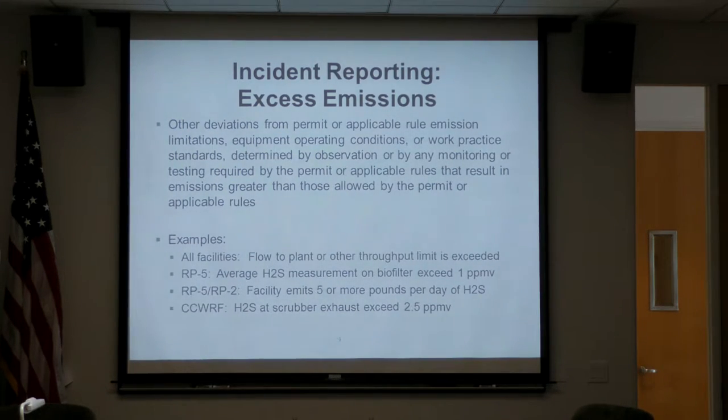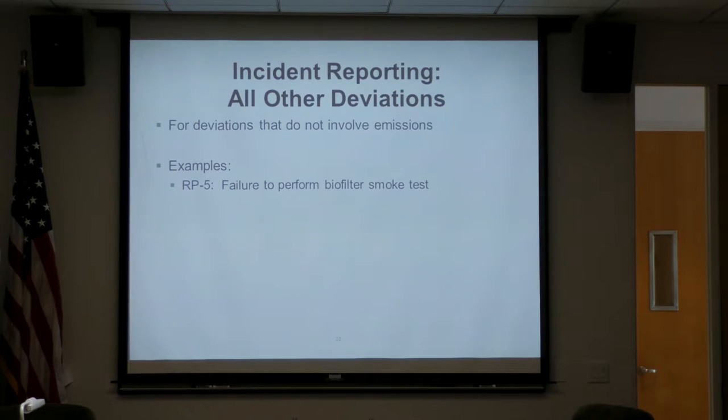For RP5, an example of excess emissions would be if the H2S measurement on the biofilter exceeds 1 ppmv. For RP5 and RP2, excess emissions would be if the facility emits 5 or more pounds of H2S. And Carbon Canyon would be if our scrubber exhaust emissions for H2S exceeds 2.5 ppmv. All other deviations are captured under this category, and these are generally deviations that do not involve emissions. So an example would be at RP5, if we fail to perform the biofilter smoke test.